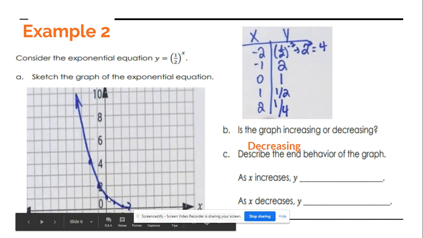As x is increasing, as my x values get further from 0 and move towards the right, the y values are actually getting smaller and smaller. They are approaching 0. Remember, they're going to approach the x-axis, but they're not actually going to touch it. As x decreases, as I move further to the left along the x-axis, when x is 0, y is 1. When x is -1, y is 2. When x is -2, y is 4. Those values are increasing.